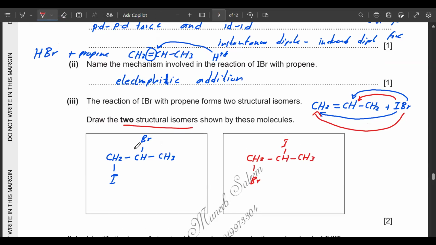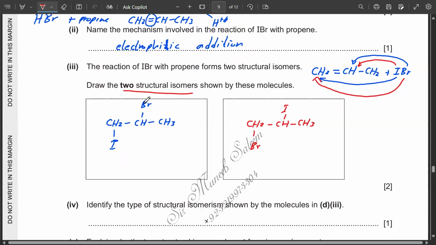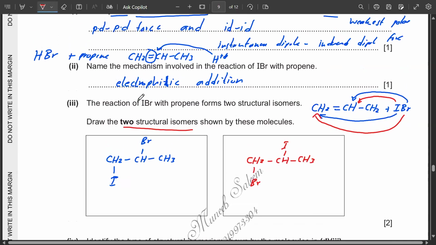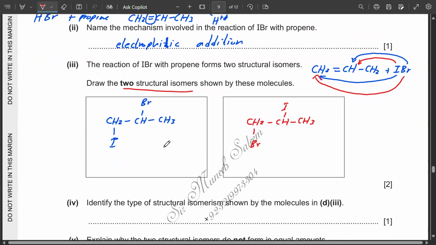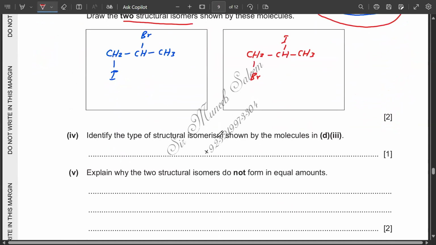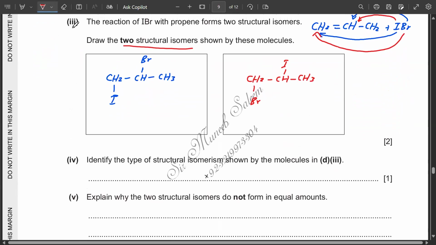You can, for your own ease, also represent them in terms of the skeletal formula, or not. So, two structural formulas here. Identify the type of structural isomerism shown by the molecules in D type 3. Okay, so which type of isomer do you see here?